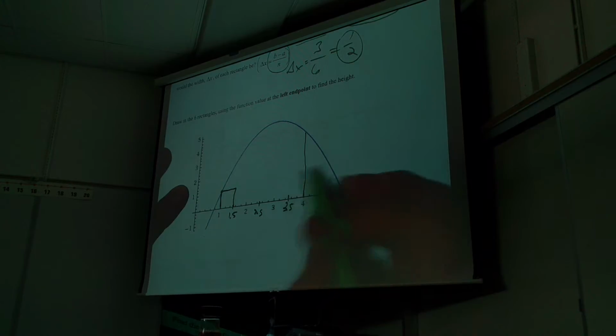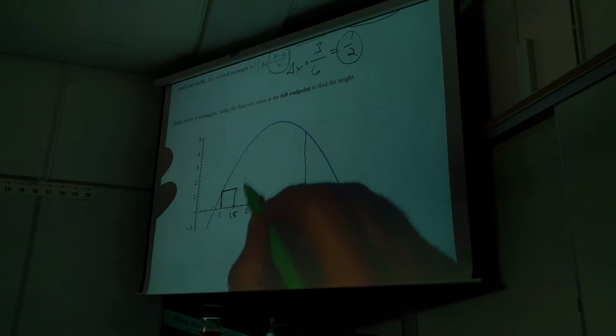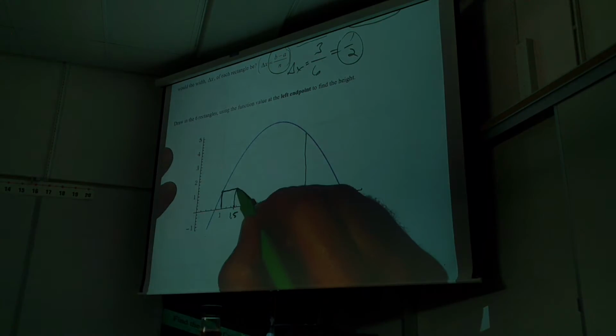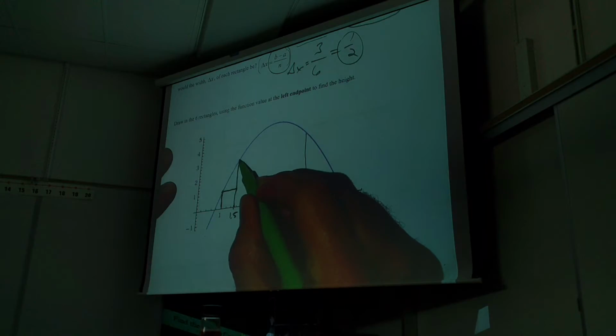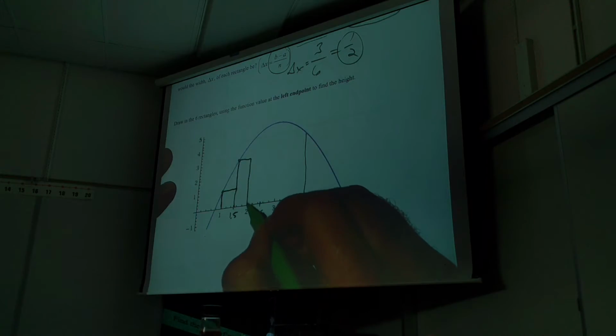Alright. So this rectangle, I want to go from 1.5 to 2, but again, the height's going to be governed by the left side, so I'm going to go there, like that.